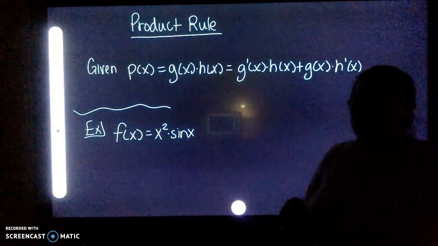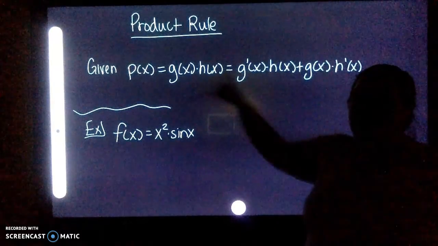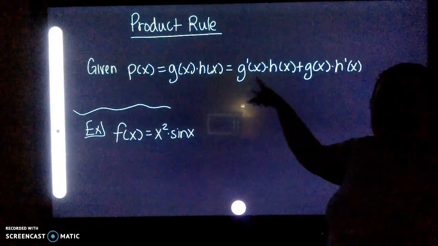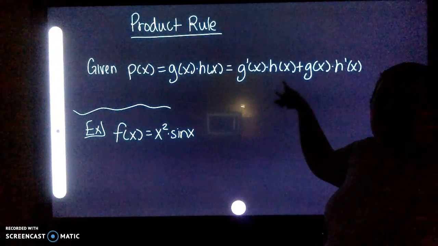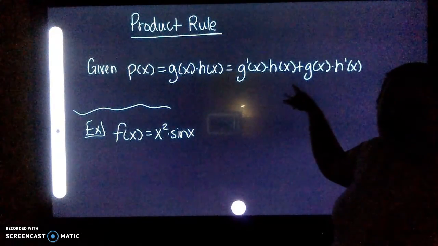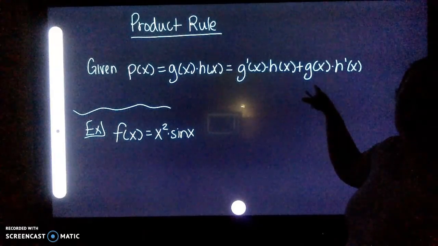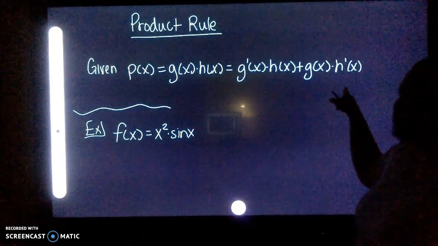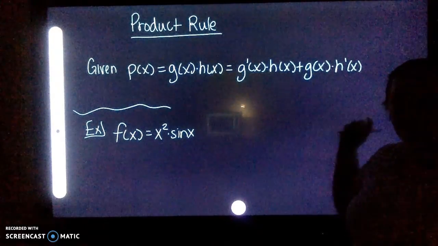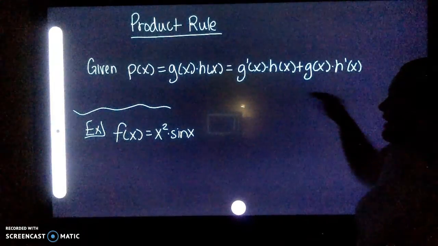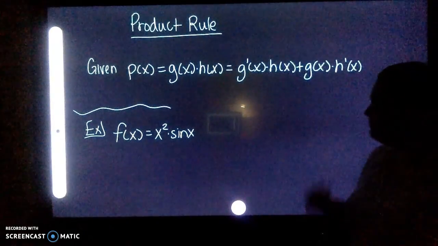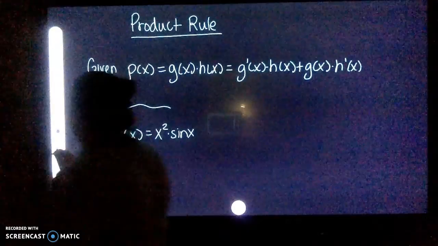When I take the derivative, we take the derivative of our first function, g of x, so g prime of x, times the original second function, plus the original first function times the derivative of the second function. So there's kind of four pieces to this. Once we're done with that, we add them together and combine like terms where possible. So here's our first example of this.